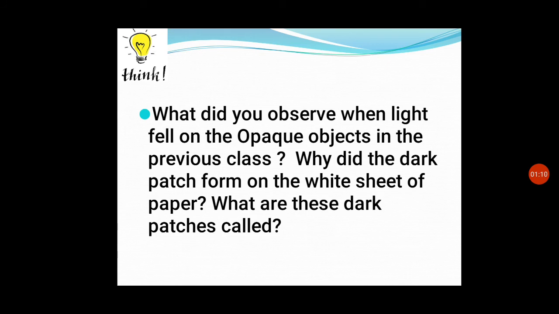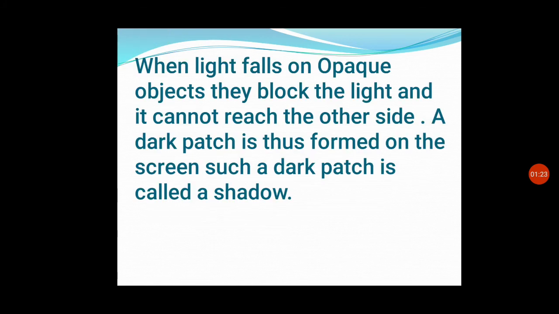What did you observe when light fell on the opaque objects in the previous class? Why did the dark patch form on the white sheet of paper? What are these dark patches called? When light falls on opaque objects, they block the light and it cannot reach the other side. A dark patch is thus formed on the screen. Such a dark patch is called a shadow.